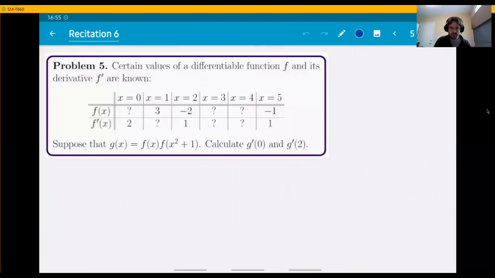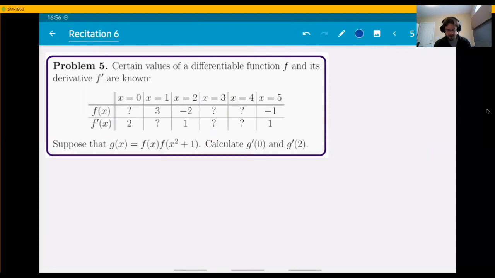This next question is very similar. Problem 5. Certain values of a differentiable function f and its derivative, f prime, are known. Here's a table, like f of 2 is -2, for example. And f prime of 3 is unknown. Now suppose that g is this function, f of x times f of x squared plus 1. Calculate its derivative at 2 points.